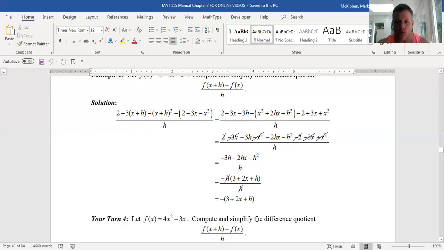All right, try your turn 4. Exactly the same idea. You want to simplify it algebraically using the same basic steps that I did here. See what you got.